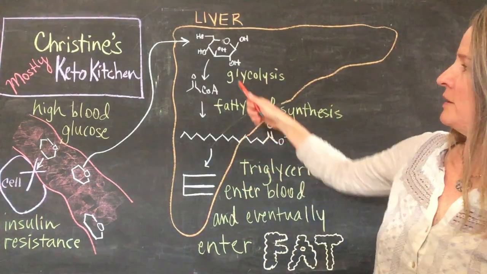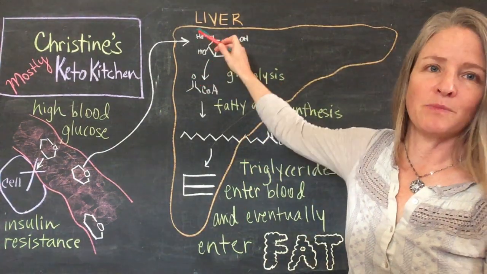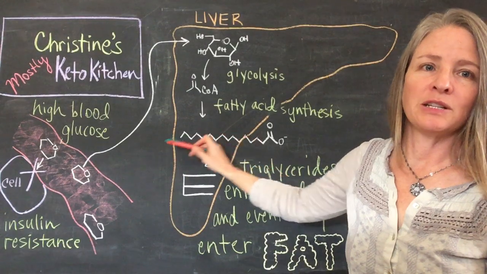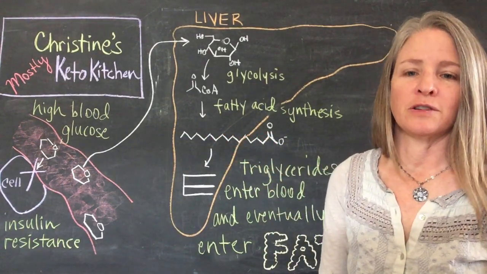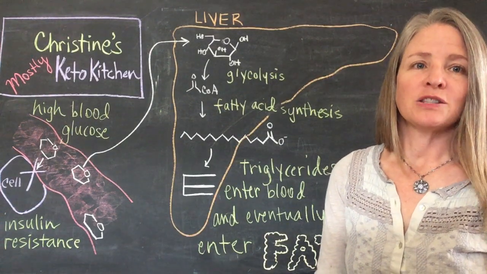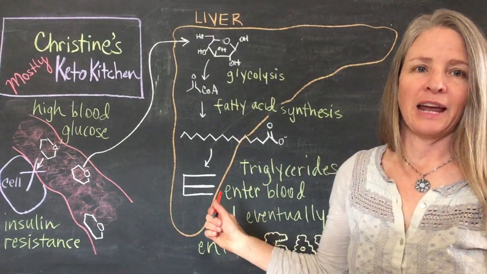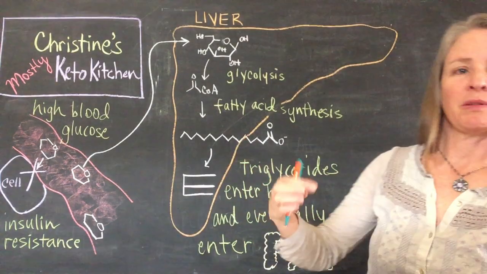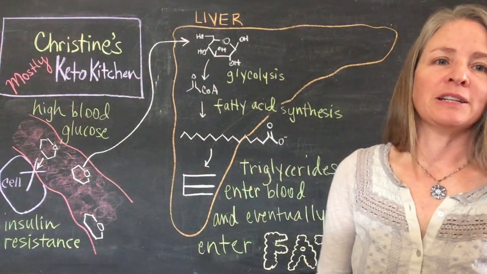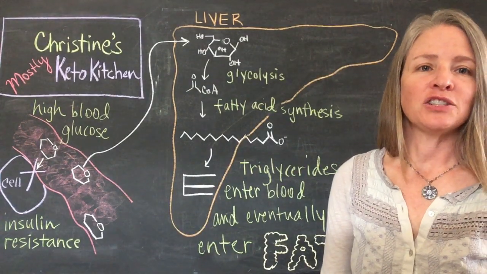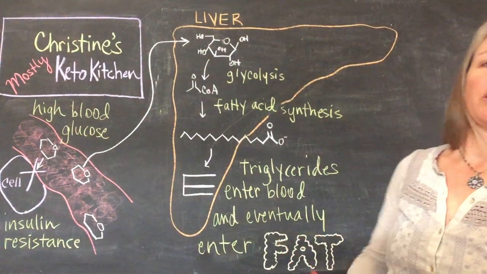So in the liver, the acetyl-CoA that gets made from the glucose can then be turned into a fatty acid. So it's that reverse of that first reaction that I was telling you about. So the fatty acids can then create a triglyceride here. So remember, that's sort of this E-shaped looking molecule. And the triglyceride will enter into the blood, and eventually it makes its way to your fat cells.